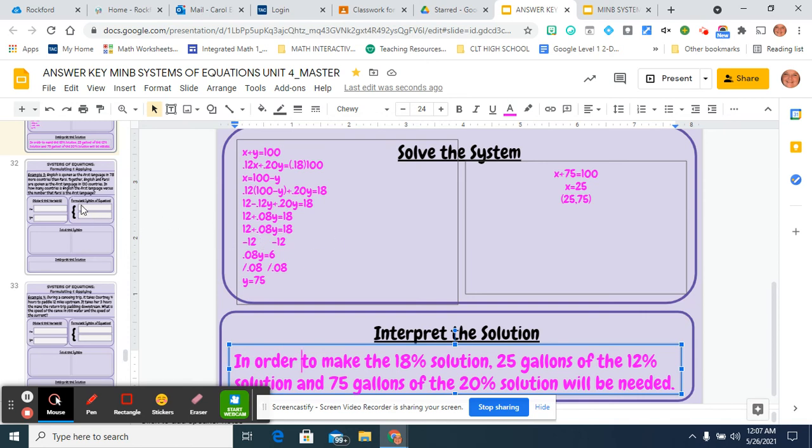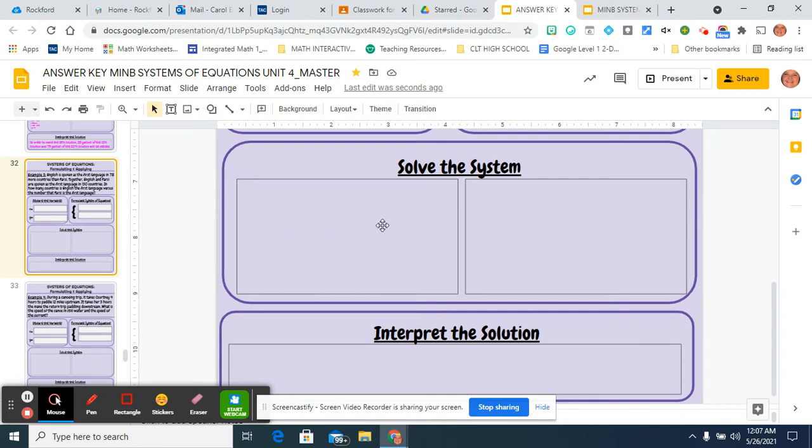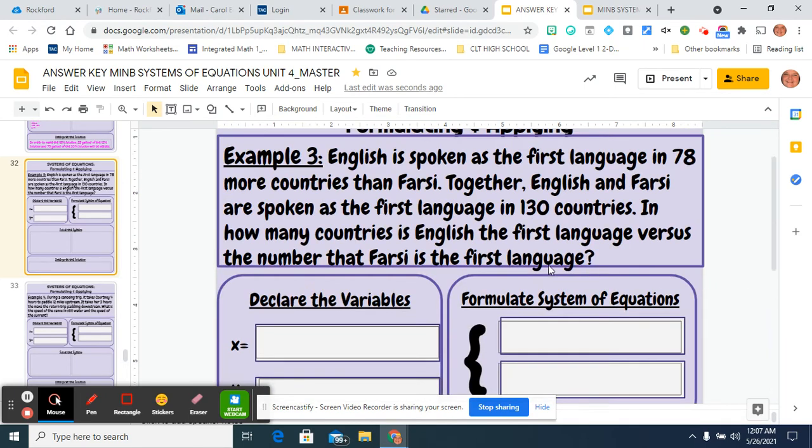Okay, the third example says, English is spoken as the first language in 78 more countries than Farsi. Together, English and Farsi are spoken as the first language in 130 countries. In how many countries is English the first language versus the number that Farsi is the first language?